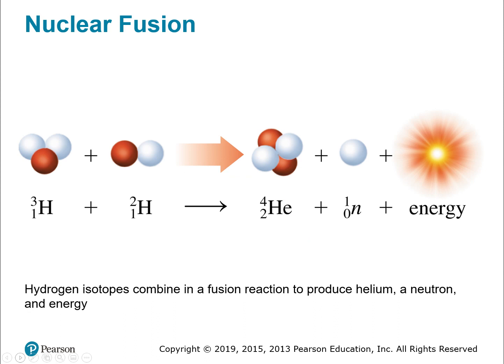Nuclear fusion is what happens in stars. So our sun, which is a really big star, and all the other stars in the solar system, they all use what's called nuclear fusion. And what happens is you have different isotopes of hydrogen. Notice that these mass numbers are different. Those hydrogen isotopes combine in a fusion reaction and you generate helium. You also produce a neutron and lots of energy.